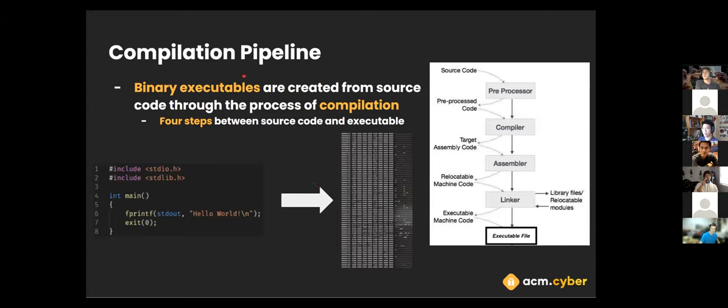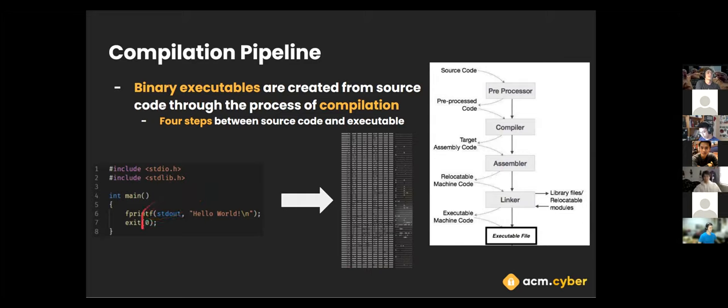The first thing I'm going to talk about when we're doing reverse engineering is the compilation pipeline, because it gets really important to know what state our program is in and how it got there from the source code. As most of you already know, binary executables are created from source code through the process of compilation, hence compilation pipeline. There are pretty much four steps between source code and executable, as you can see right here.